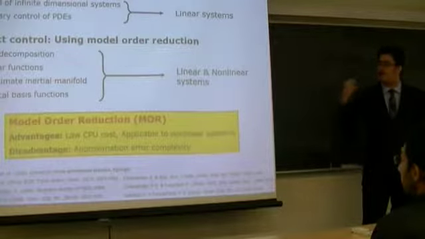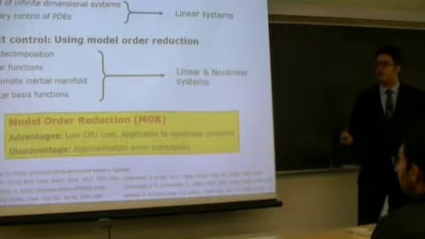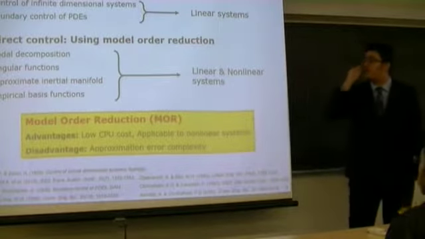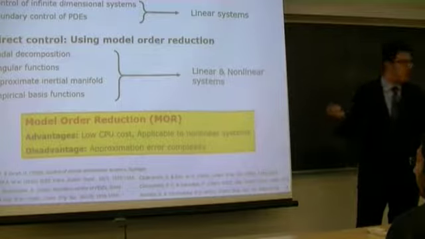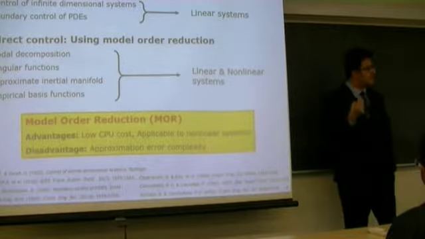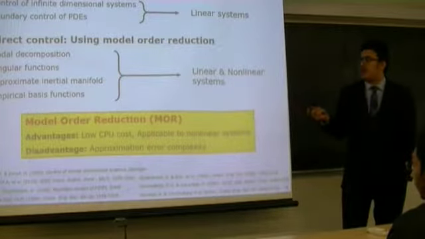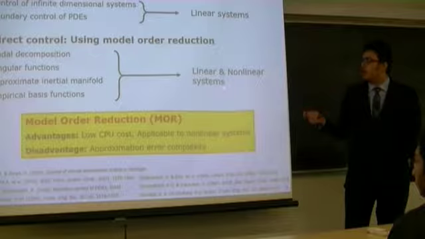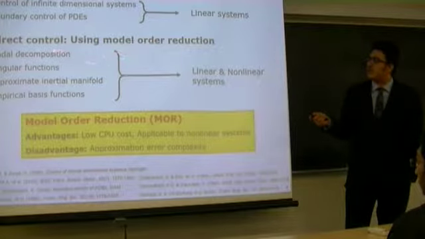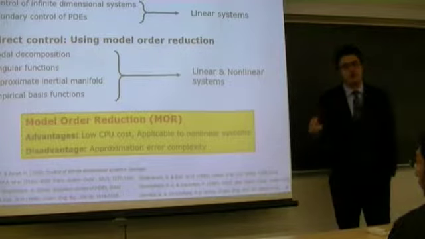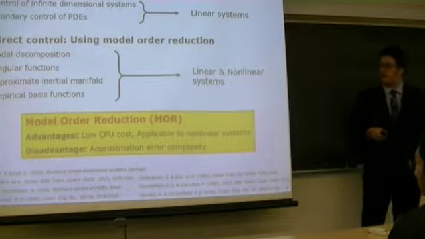Equation over very simple boundary conditions. The other research direction in this area, the other method to address the control of distributed parameter systems, is via indirect control, when we use a reduced order model of the system as the basis for control and optimization. This method can be applicable to linear and nonlinear systems. The research direction in this area can be exemplified by model decomposition, singular function, approximate inertial manifold, and empirical basis function to build the required reduced order model for the controller design.